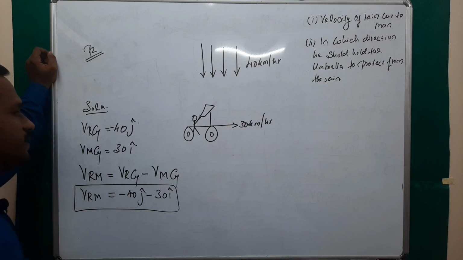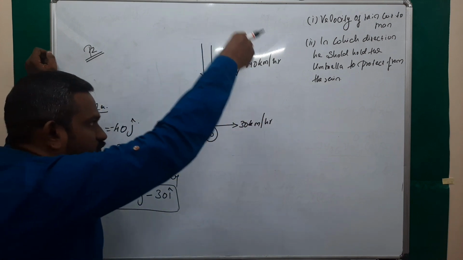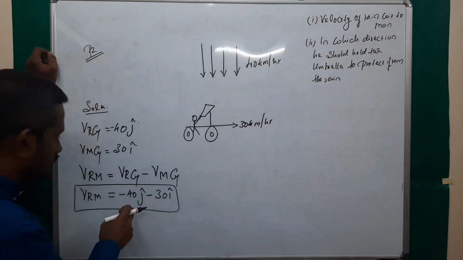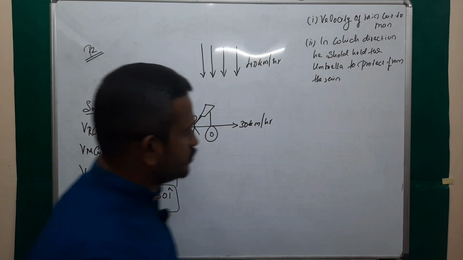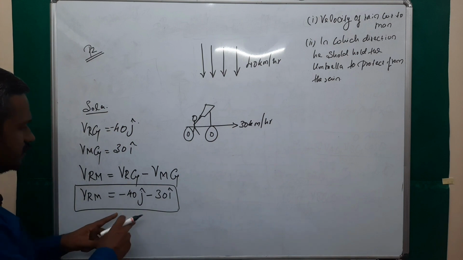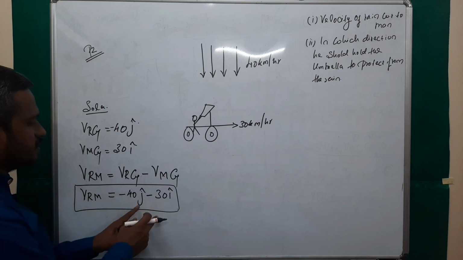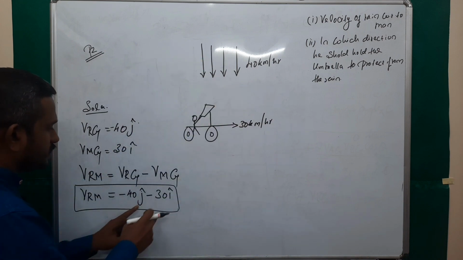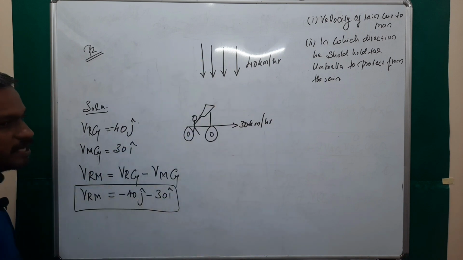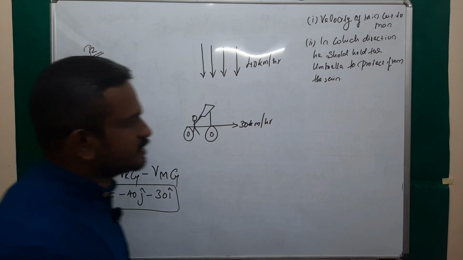So some of the rain is falling in the vertical direction, and another velocity is in the negative x-axis. So for a moving man, the rain has two velocities. One velocity in the negative y-axis and another velocity in the negative x-axis.